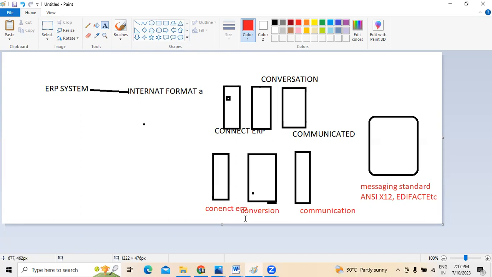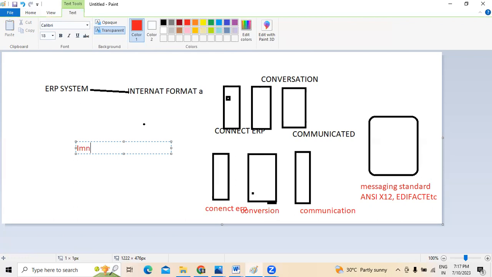provider point of view, there are some formats which we normally use, which is called internal format A. Here we use internal format B. Internal format B generally we use.